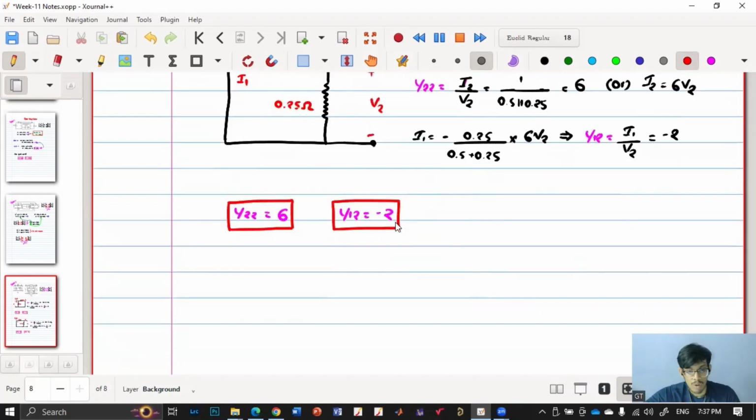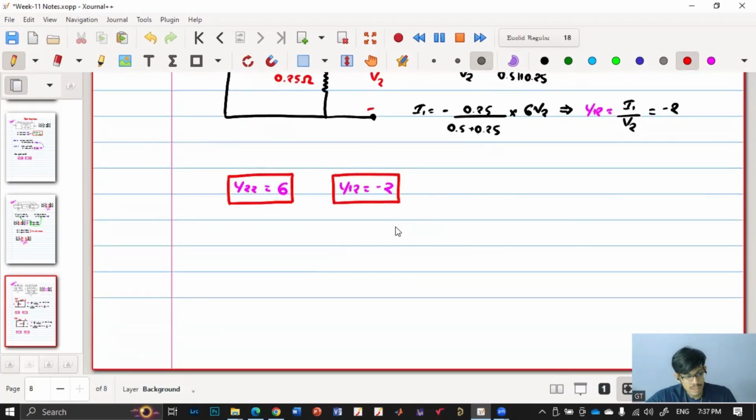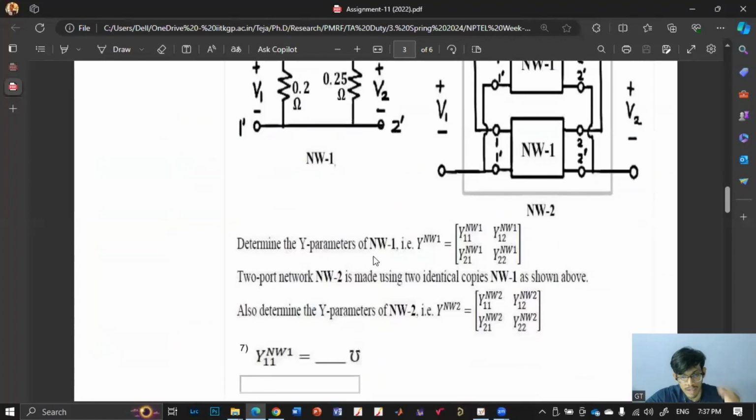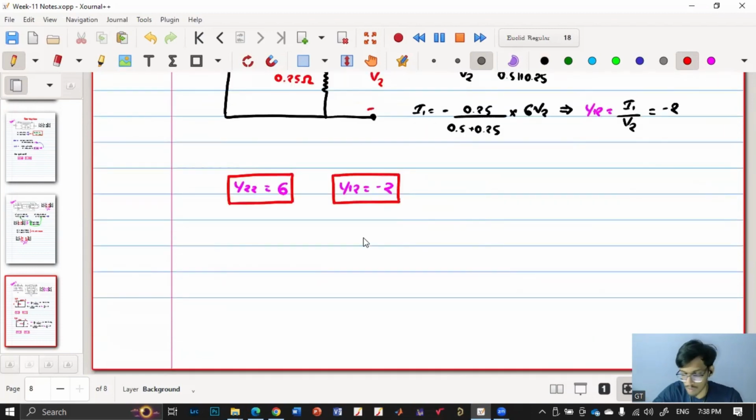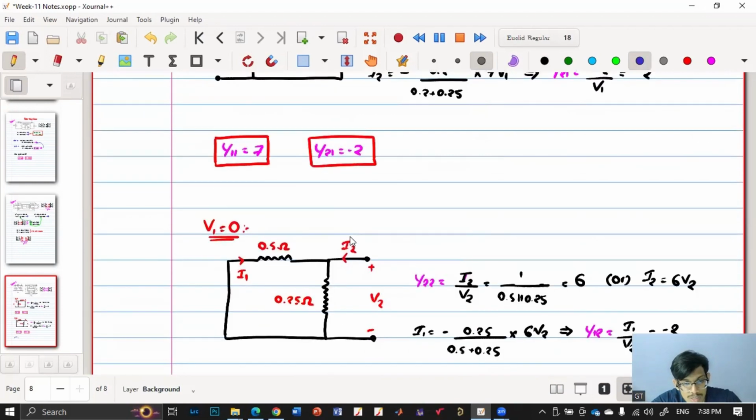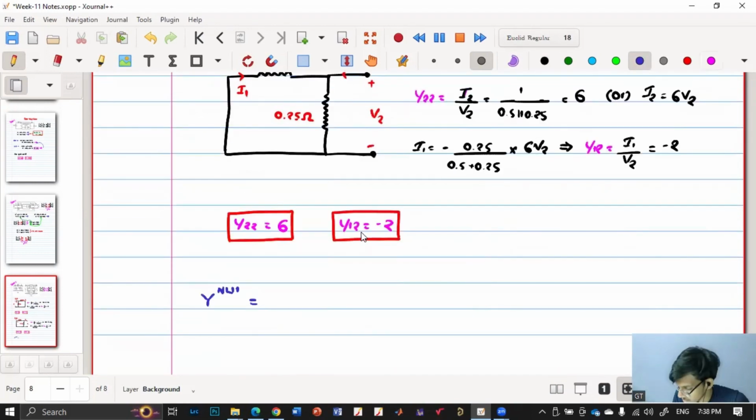Okay. Now we get the Y matrix. So Y and W1 is Y11, Y12, Y21, Y22. So Y of network 1 is equal to Y11, Y12. So 7 and minus 2. So we have 7, minus 2, 6.